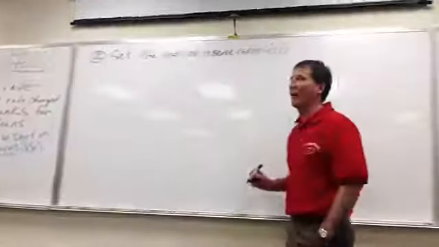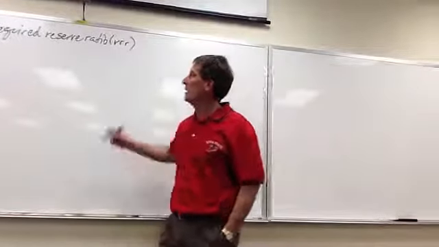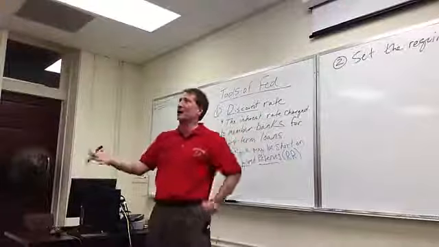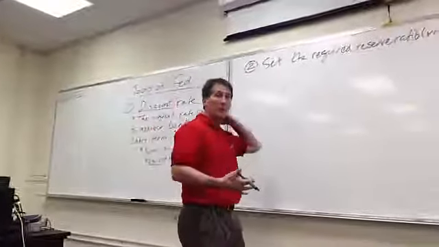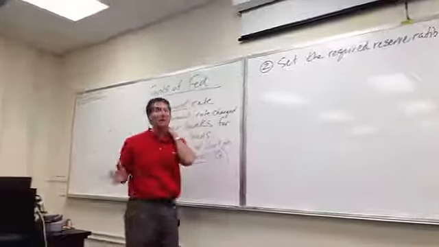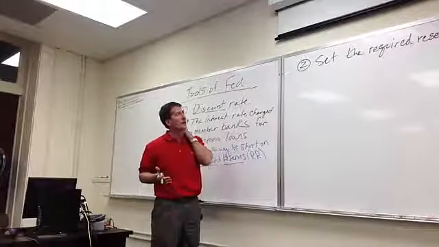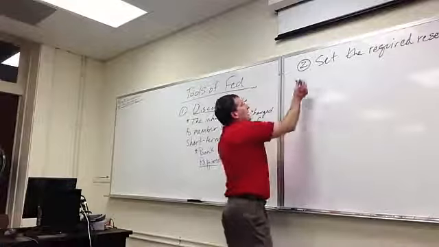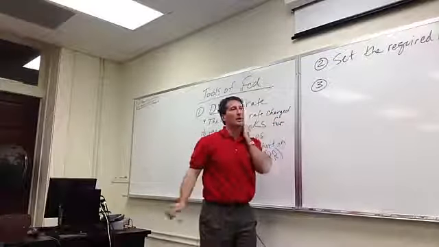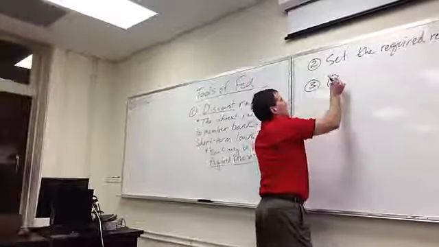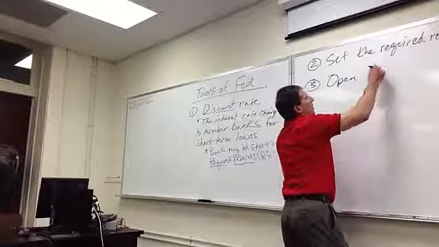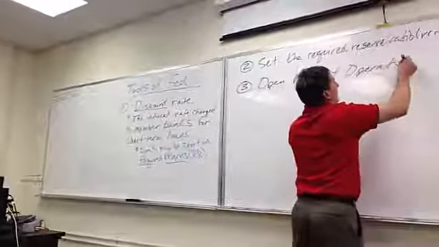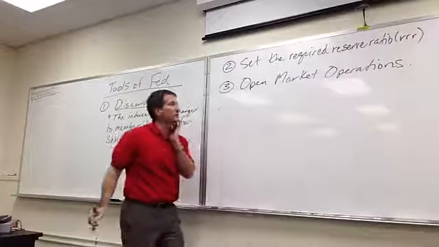I called it little RRR last time. We did a short little equation. Some amount of deposits have to be held back. If it's 10%, it's 10%. If it's 11%, then there's a little bit more that can't be loaned out. We'll see the impact of that here in a little bit. So they set the required reserve ratio. And then the last tool is the one that's used the most frequently. And that is open market operations.